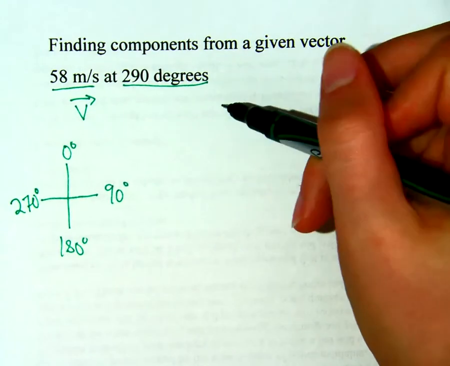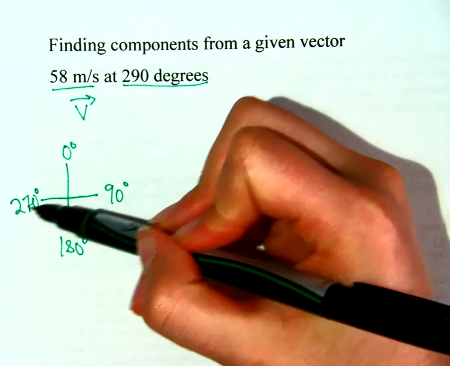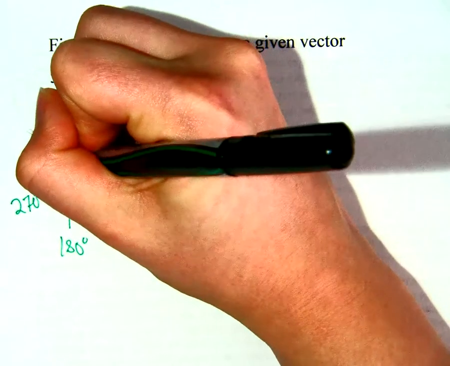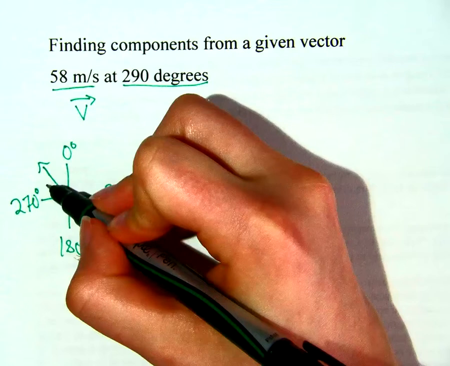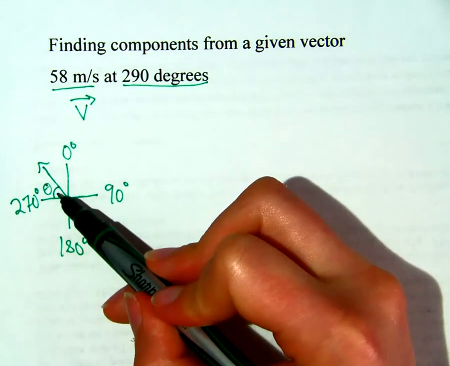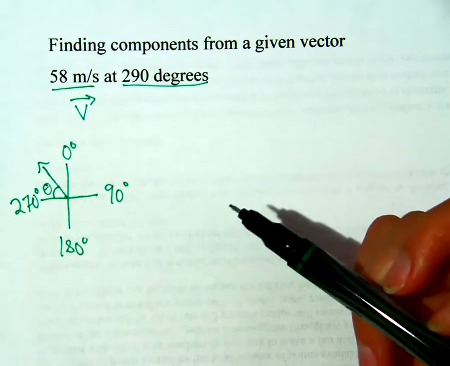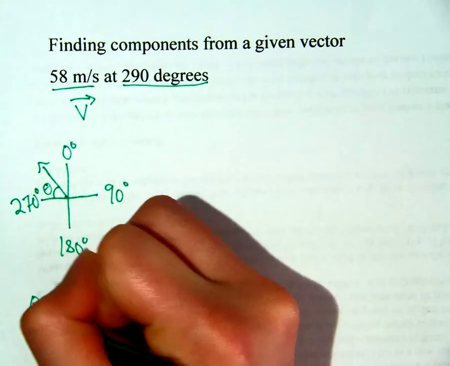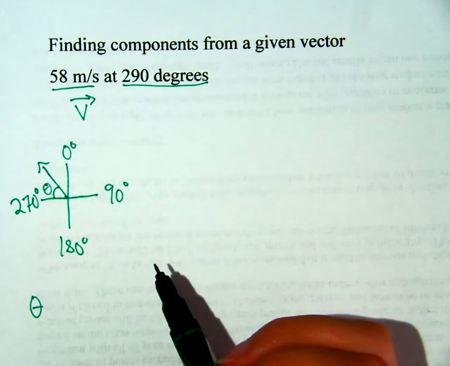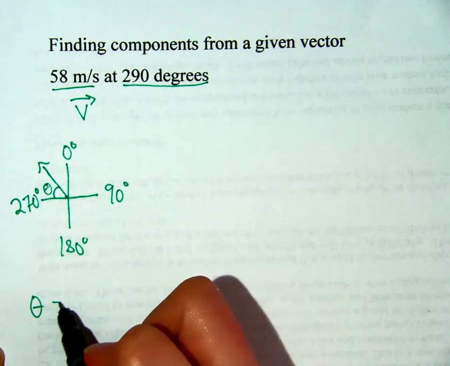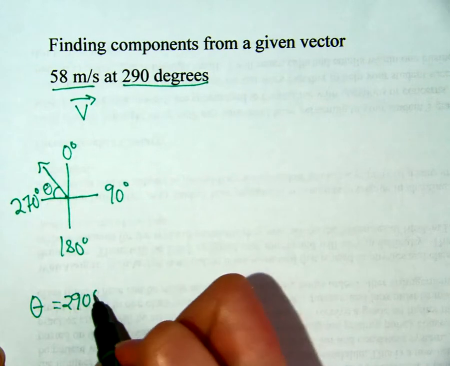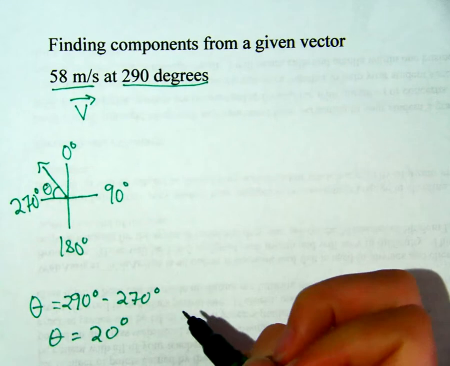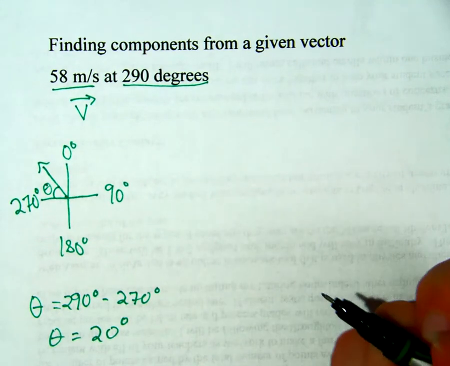So we're at 290 degrees. So we know we're going to be between 270 and then back at the top, which is 360 or 0. So somewhere off in that direction. In order to complete this problem, we want to know this angle between our x-axis and our vector. To determine theta, all we really want to know is how many more degrees we have to go from 270 to 290. It's just a simple subtraction, 290 minus 270, and so our theta is going to equal 20 degrees. And that'll be helpful when we work to break this into two components.